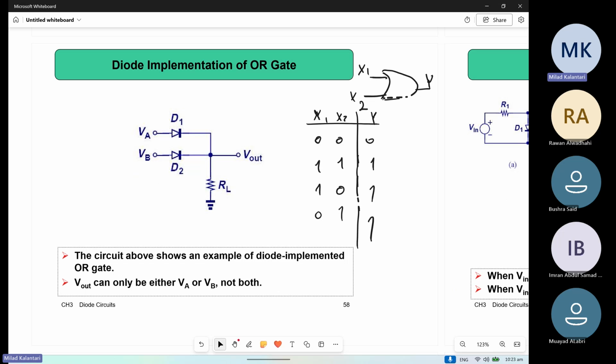So let's go back to this. What if both VA and VB are 0? There is nothing, so basically, the output is 0. What will happen once you apply, let's say, 1 volt to this port and still keep the other one at 0? What is happening?